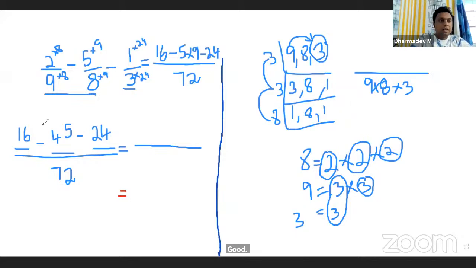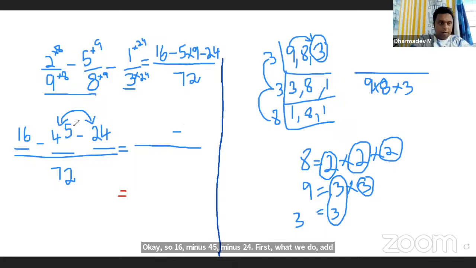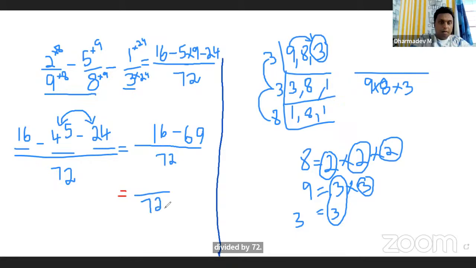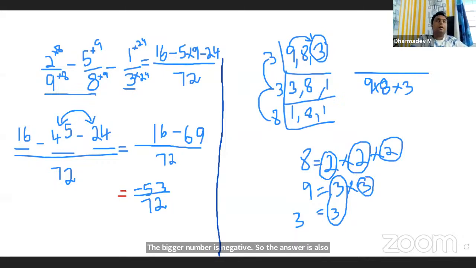Okay, so 16 minus 45 minus 24. First, what we do, add them both and write the negative sign. So 5 plus 4 is 9, 4 plus 2 is 6, so minus 69 plus 16, divided by 72. Okay, so 9 minus 6 is 3 and 6 minus 1 is 5. The bigger number is negative, so the answer is also negative. So it is minus 53 divided by 72.